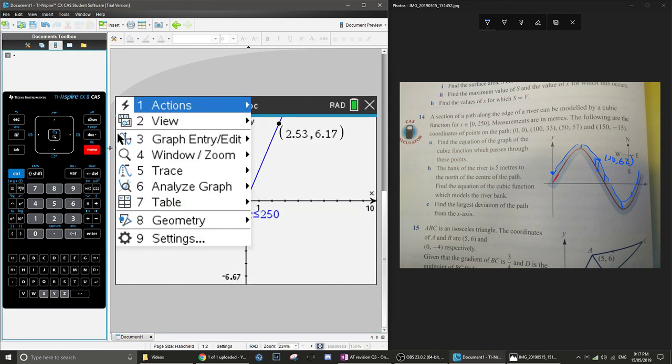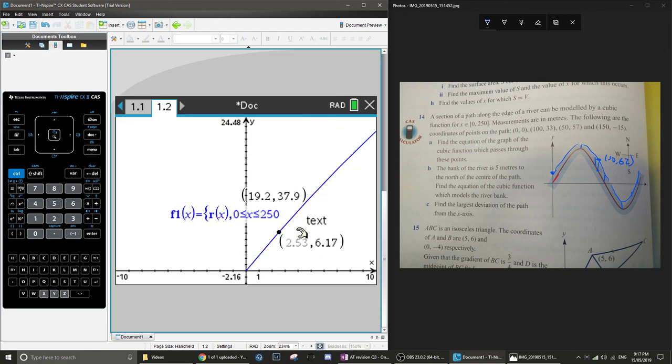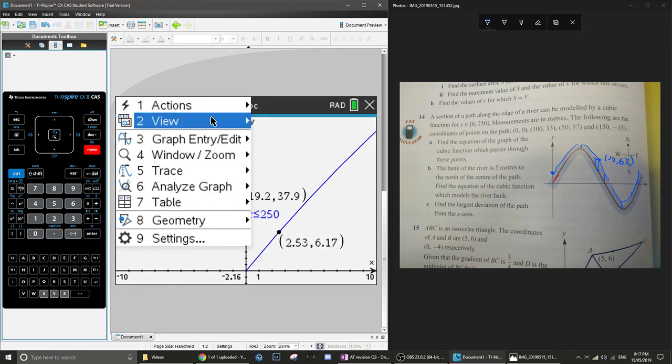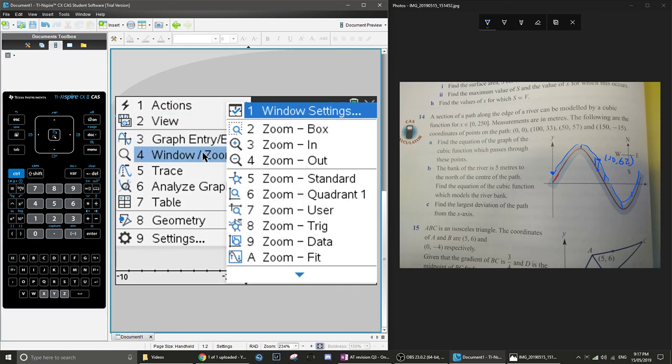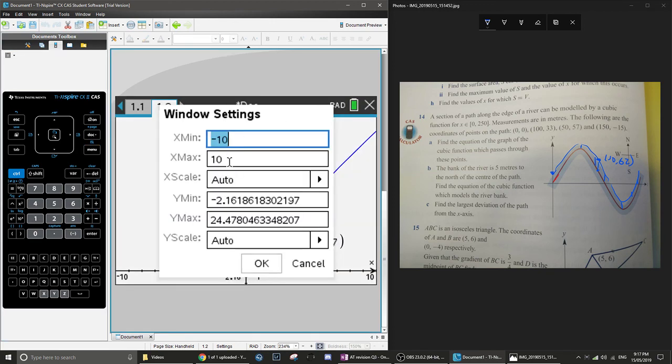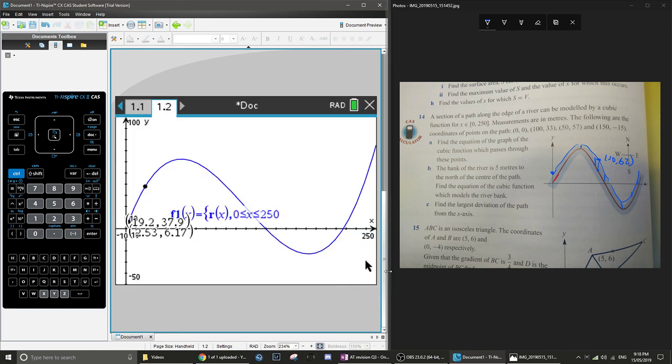There we go, window fit. X max needs to be 250. And we know it's going to be at least 57, so I'm going to set my y minimum negative, and positive, go 100 just to be safe. Okay, there's my graph.